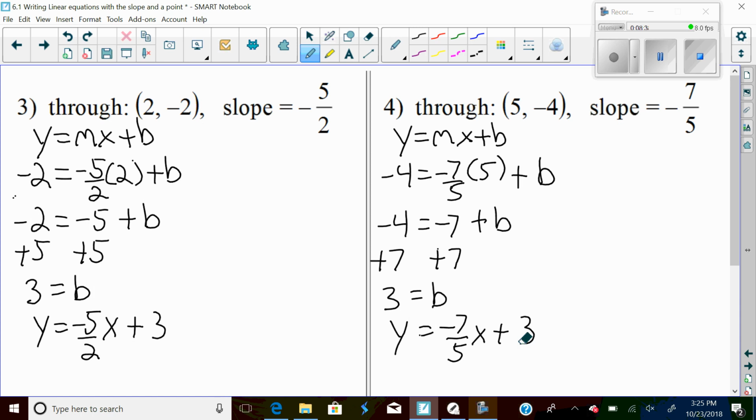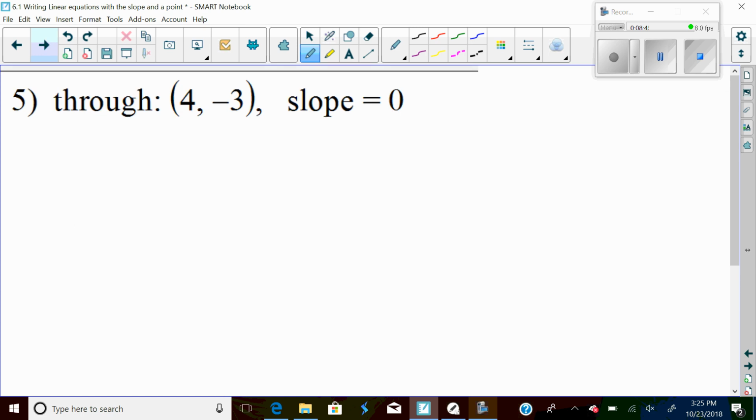All right. Here's one more practice problem. See if you can get this one. This is a special case with the slope being 0, but use the exact same steps you've been doing.